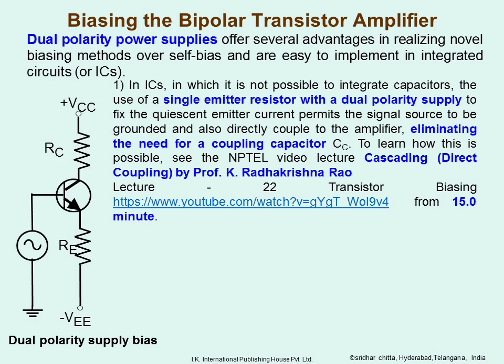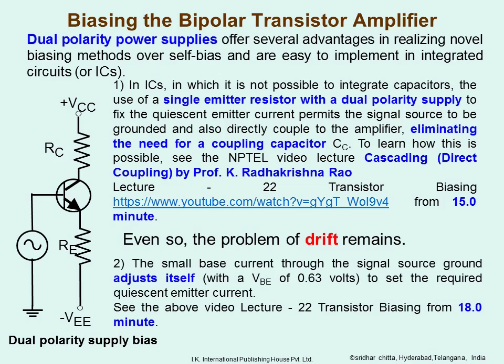To learn how this is possible, see the NPTEL video lecture Cascading Direct Coupling by Professor K. Radhakrishna Rao, Lecture 22, Transistor Biasing. Even so, the problem of drift remains. The small base current through the signal source ground adjusts itself with a VBE of 0.63 volts to set the required quiescent emitter current. See the above video lecture 22, Transistor Biasing.